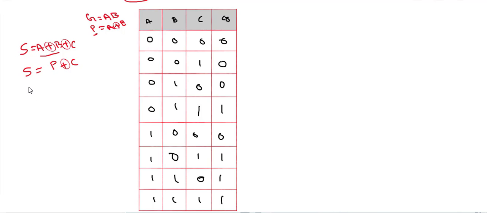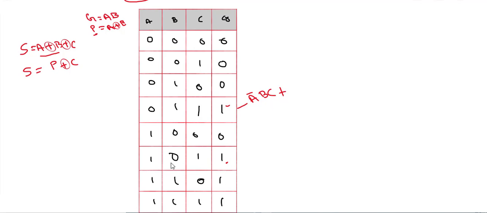Now, for the carry equation, we can go with the previous carry truth table, which you are already familiar with. Here the carry is 1 when the number of 1s in the input is 2 or more. So take this equation: A bar B C. Plus, take the next one where carry is 1, 1 0 1, which is A B bar C. Next, in this condition it is A B C bar, and in the last condition all are high, so A B C.